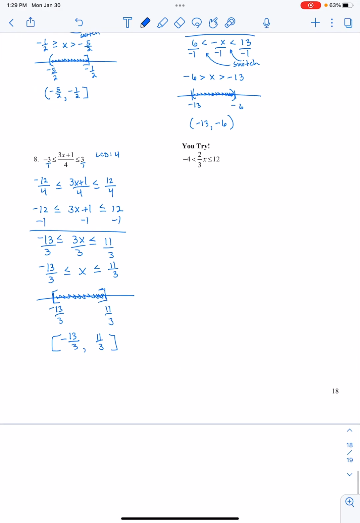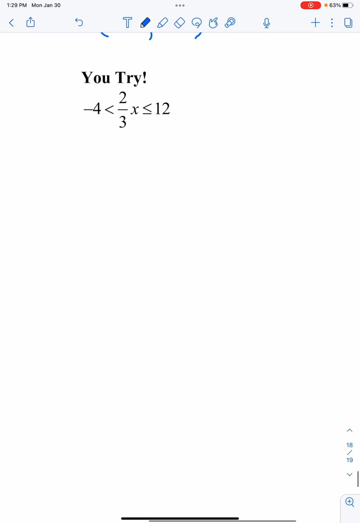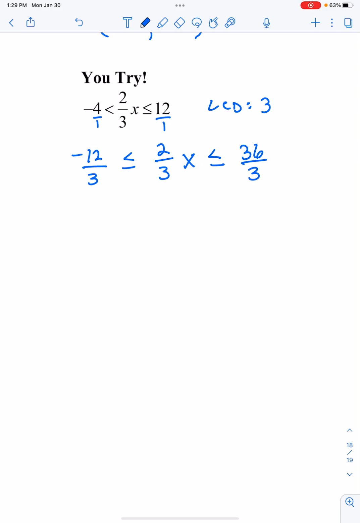The Try problem, I would do the same. I would say negative 4 is over 1, 12 is over 1, and I'd use an LCD of 3. So I would say negative 12/3 is less than or equal to 2/3 x is less than or equal to 36/3, and the first one is not less than or equal to, it's just less than, so let's correct that. Now I take the top. Negative 12 is less than 2x is less than or equal to 18.